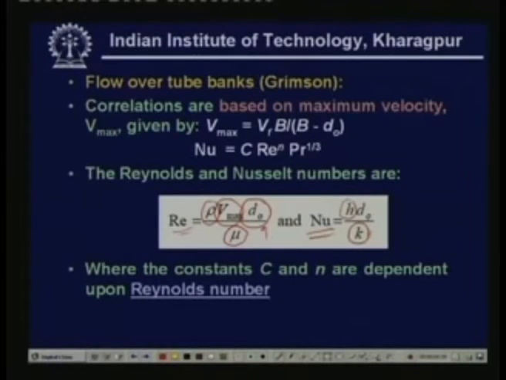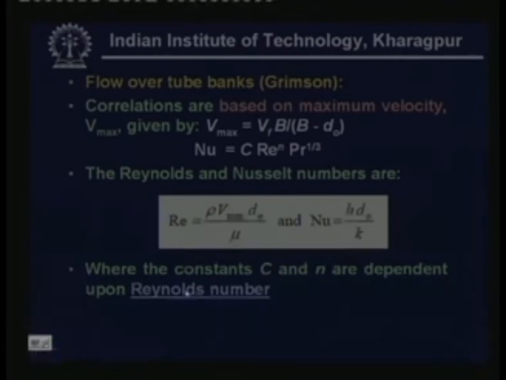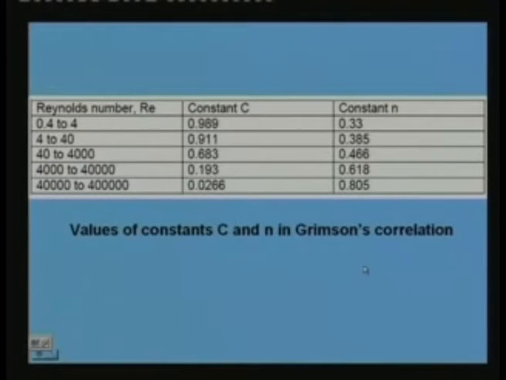So first find the Reynolds number and Prandtl number, then find the Nusselt number, and from that find the heat transfer coefficient. The constants C and n depend on the Reynolds number. For example, these constants are given in this table. If the Reynolds number is between 0.4 and 4, then the constant C is 0.989 and the constant n is 0.33, and if it is between 4 and 40, the constant C is 0.911 and the constant n is 0.385. Like that, for different Reynolds numbers covering a wide range, different values of the constants C and n are given. So we can use this table to get the values of C and n, then use the correlation and find the heat transfer coefficient.